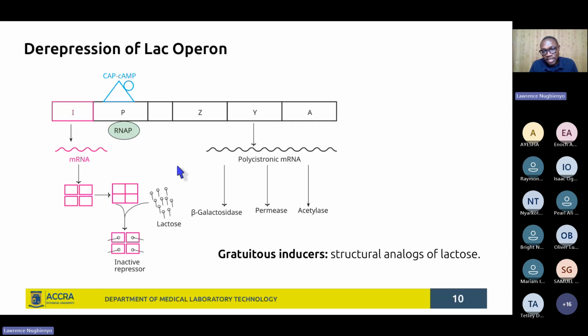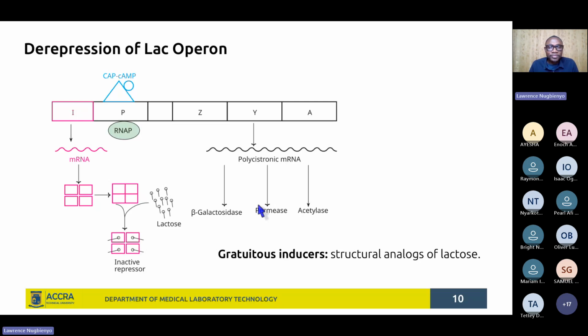How about acetylase? Acetylase, as the name suggests, should be involved in some acetylation process. That is addition of an acetyl group. It is actually not clear really what this enzyme does, what is its purpose. But these two, galactosidase and permease, they are clear.